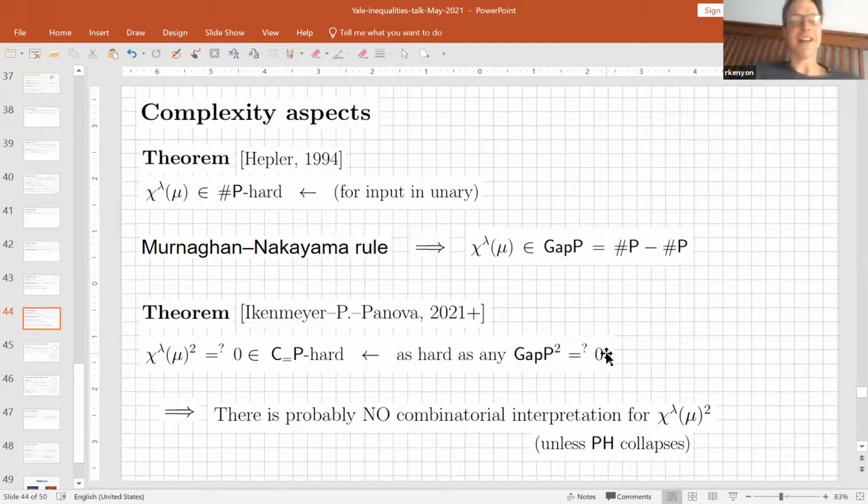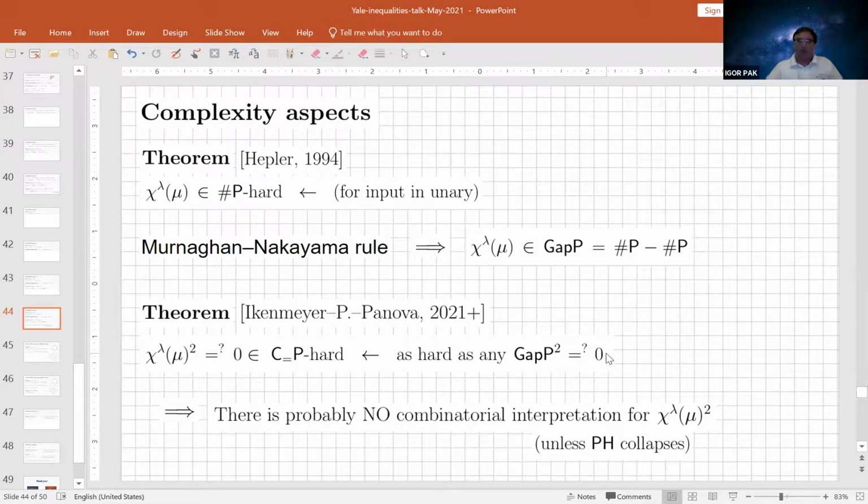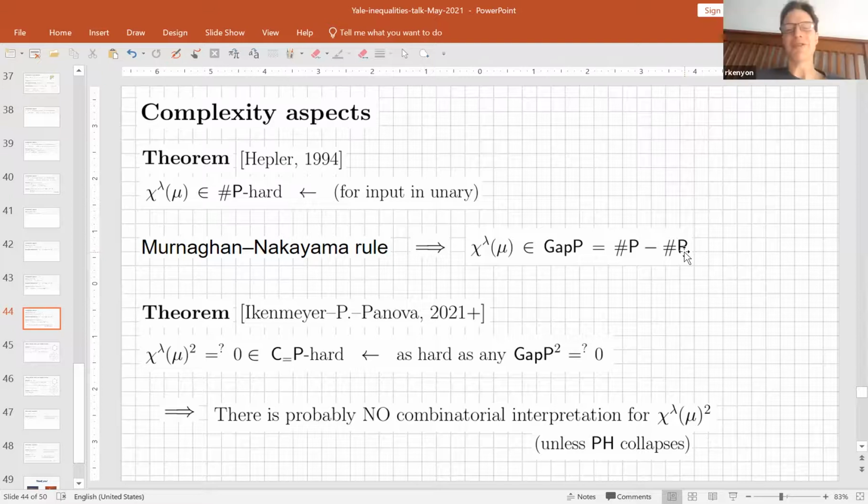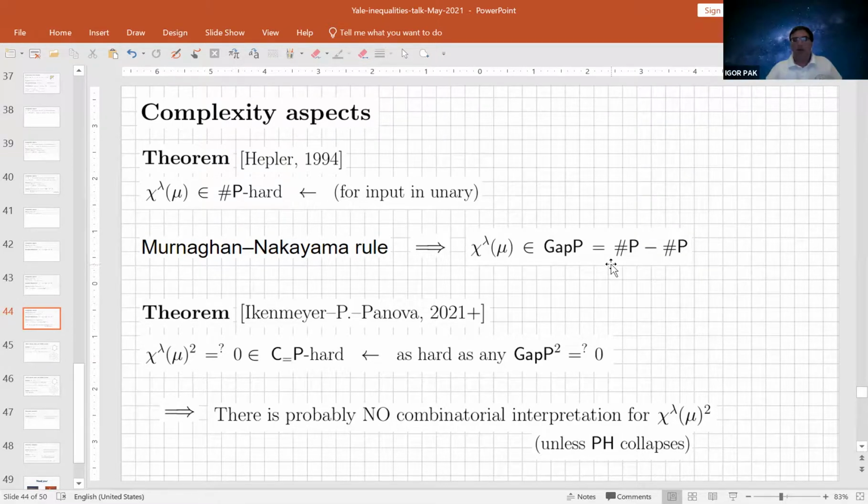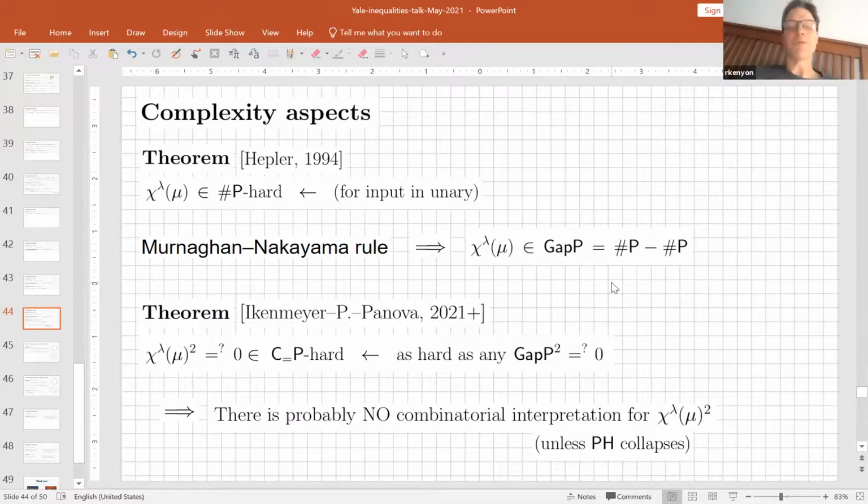And I didn't understand what GapP means. Did you explain that? Yes, GapP is written here. It's a difference of two #P functions. But if you have two functions, both in #P, then isn't GapP in #P as well? You can compute each one. No, GapP is a difference. GapP can be negative, just like characters.